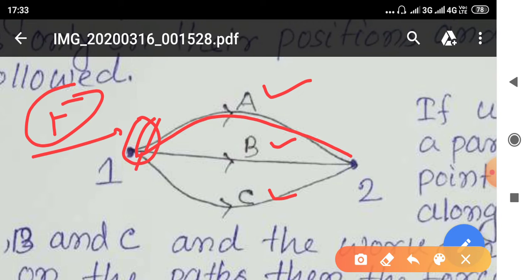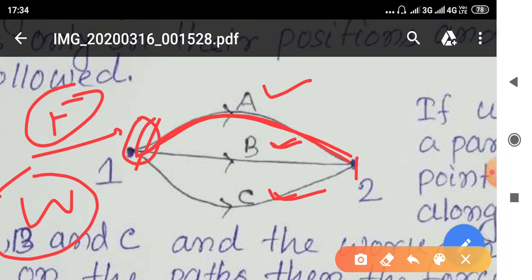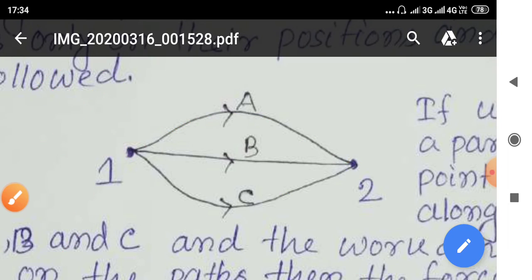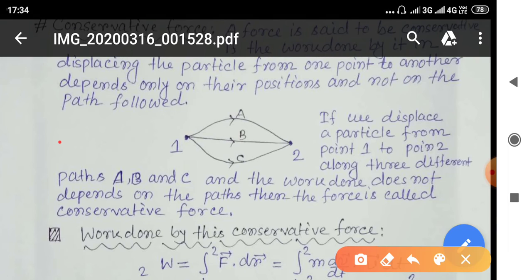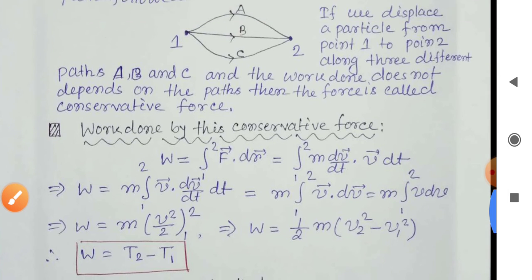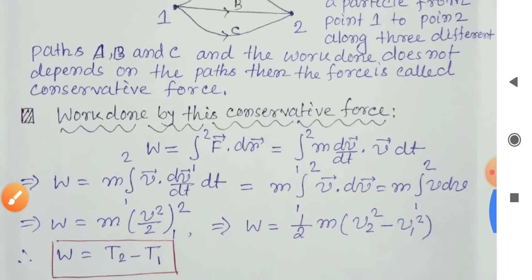object is moving from the point 1 to point 2, if we want to calculate the work done and work done remains the same for each and every path A, B and C, then the external applied force is called the conservative force. And we are considering that the particle of mass m is moving under the influence of conservative force. So let's try to find out the work done by this conservative force.